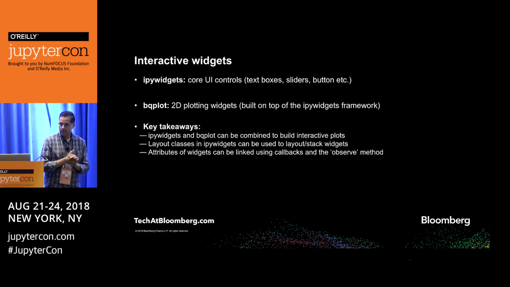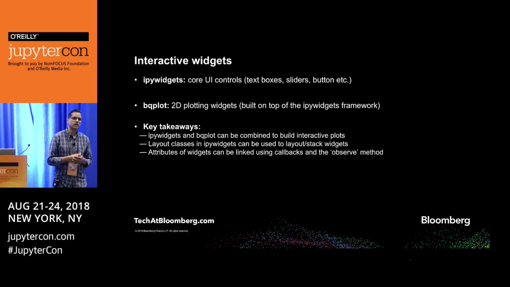Okay, the widget libraries I'll be using today in my example notebooks are ipywidgets. So ipywidgets are core UI controls like text boxes, sliders, drop-down menus, etc. And then bqplot. Bqplot are again 2D plotting widgets which are built on top of the same ipywidgets infrastructure. So they use the same traitlet mechanism for binding the attributes of widgets. So bqplot and ipywidgets can be seamlessly integrated to build rich interactive visualizations.